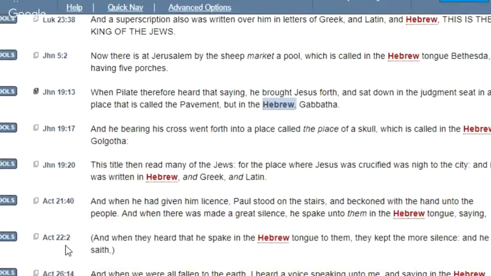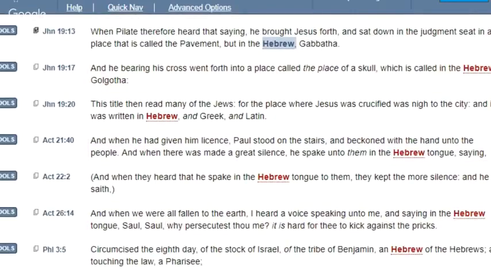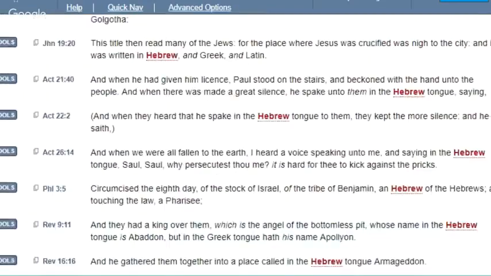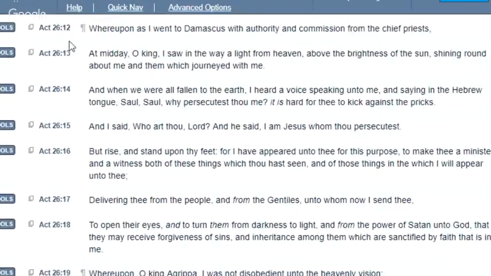And this Acts 22:2. And when they heard that he spake in the Hebrew tongue to them, they kept the more silence. And he saith. So this is the Apostle Paul speaking to the Israelites in their language, in the Hebrew tongue. So now let's go from there to Acts 26:12. And this is the testimony that the Apostle Paul gave. I believe this was Agrippa he was speaking to, if I'm not mistaken.